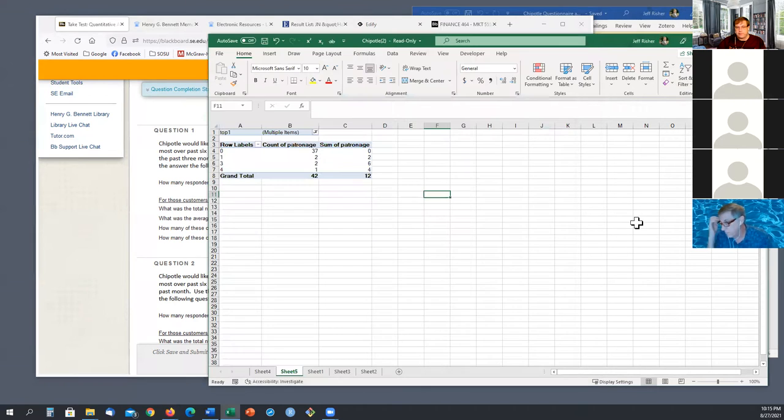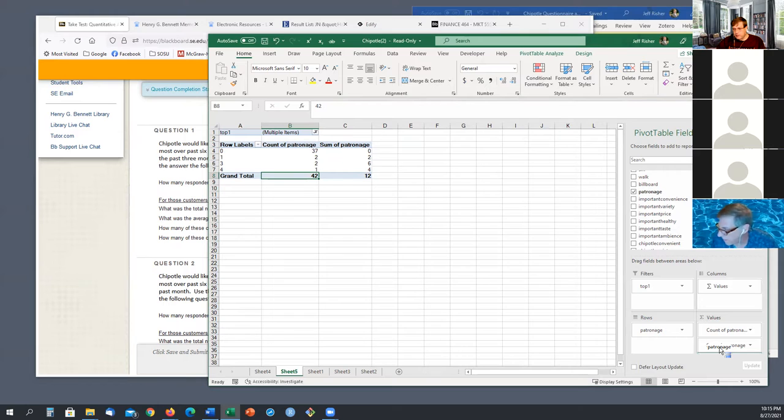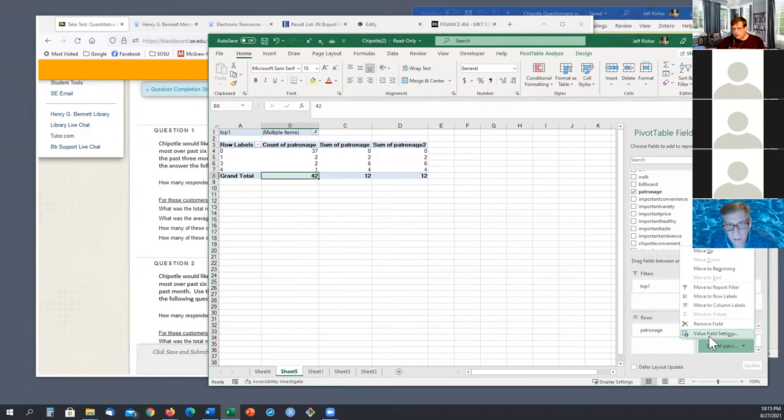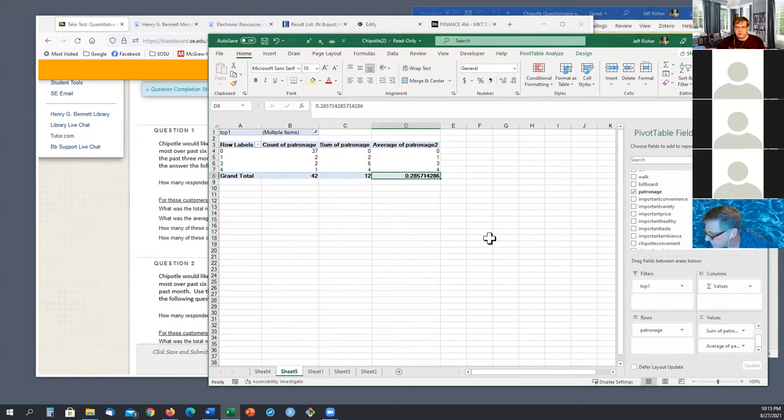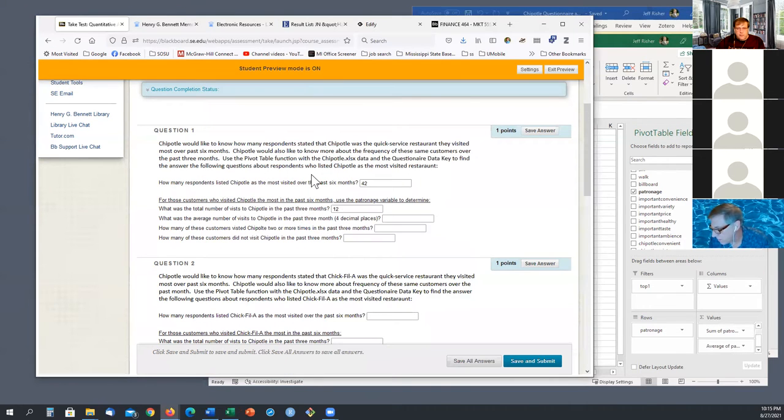Now we want the average number of meals that these 42 people ate. So we're going to drag that down again, go to value field settings and change that to average. That should give us the mean, 0.28. Did I give you any directions for how to round this off? For the 0.28, what was it? 0.2857. Okay.